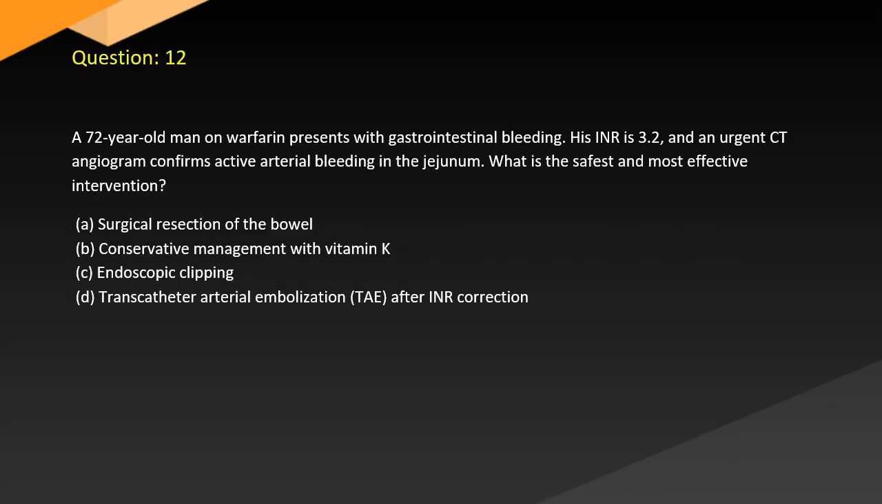Question 12. A 72-year-old man on warfarin presents with gastrointestinal bleeding. His INR is 3.2 and an urgent CT angiogram confirms active arterial bleeding in the jejunum. What is the safest and most effective intervention? A. Surgical resection of the bowel. B. Conservative management with vitamin K. C. Endoscopic clipping. D. Transcatheter arterial embolization, TAE, after INR correction.